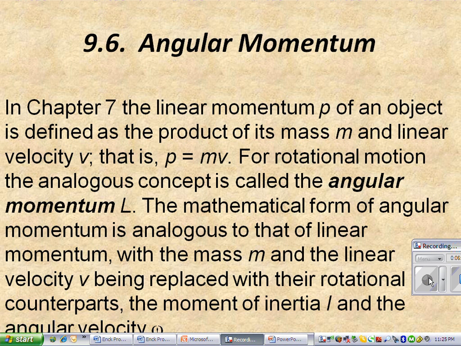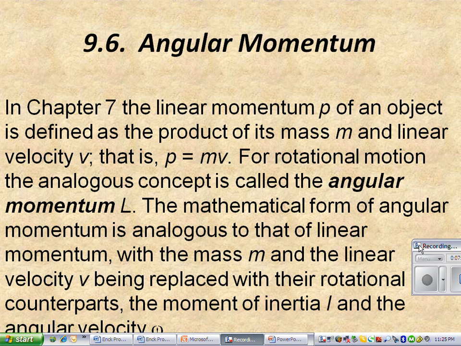The last thing we're going to talk about is angular momentum. Now, we learned about linear momentum, but now we're going to look at angular momentum. In Chapter 7, the linear momentum p of an object is defined as the product of its mass m and linear velocity v. So p equals m times v.